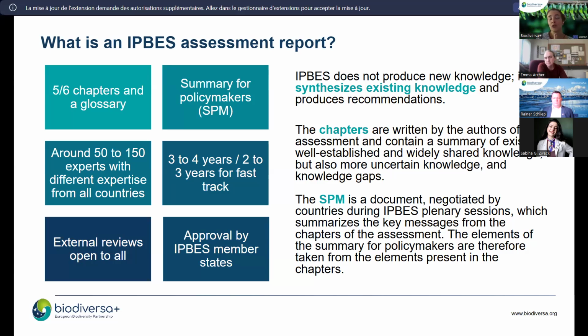And just so you know, an assessment usually takes 3 to 4 years. It's a little shorter for fast-track assessments, as they call them. They have external reviews open to all for all the assessments. That's what we're talking about today. And again, the summary for policymakers is approved by IPBES member states, so the 153 members I talked about before.